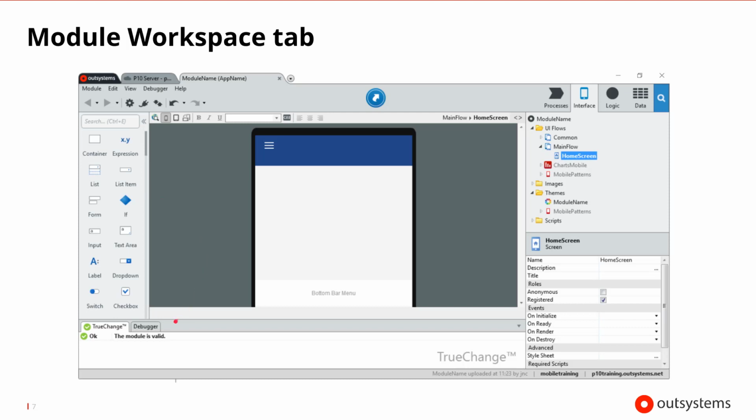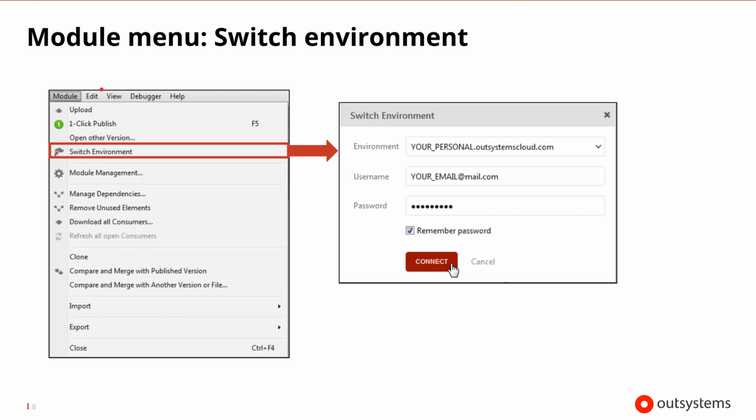We have a TrueChange capability that's constantly making sure our application is valid, and because we're logged into the server, it's helpful to know which user we're logged in as and which server we're actually connected to. If we wish to go ahead and change servers, it's as simple as clicking on the server or going to the module menu, and in the module menu, we can switch environments and move to a different server. We just have to specify the new URL to get to the new environment, and then provide either the same or a different user ID and password, depending on how we can get in to that environment.